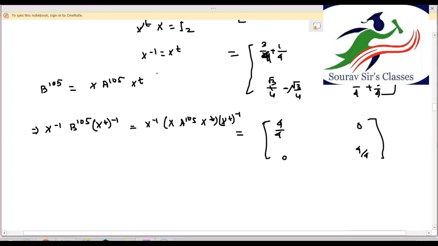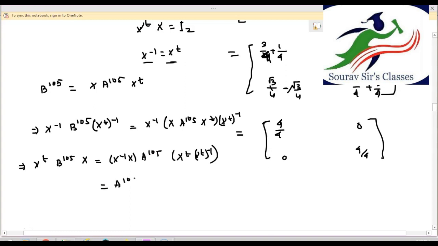so we already showed that x transpose is equal to x inverse, so I am writing x transpose b to the power 105 x. We know that for any matrix a, transpose inverse is equal to inverse transpose, so if we apply the associative law, we can write x inverse x a to the power 105 x transpose, and x transpose inverse, so it will be a to the power 105.